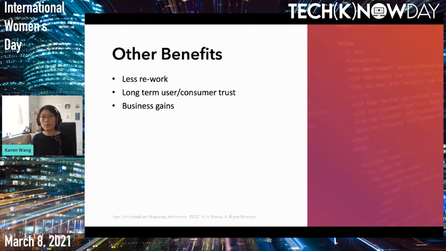For example, less rework, especially for developers. Imagine that if I weren't able to conduct that usability test and we went with the other option, then down the road, the customer support agents may give us feedback and say, hey, this is not working and we actually need to go back and recode all this, right? And of course, long-term user and customer trust and long-term business gains, which I bet you can probably already tell based on the data I just showed.